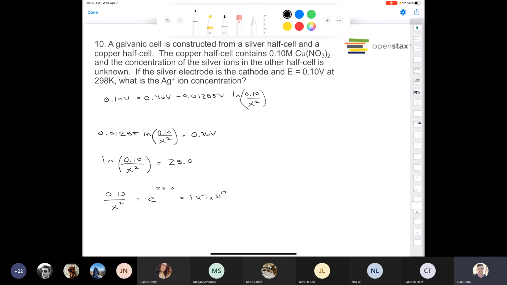And so then we can say that x is going to be equal to the square root of 0.10 divided by 1.47 times 10 to the power of 12. When you punch all that into your calculator, you get the x, which is the concentration of silver ion, is equal to 2.6 times 10 to the negative 7 molar.